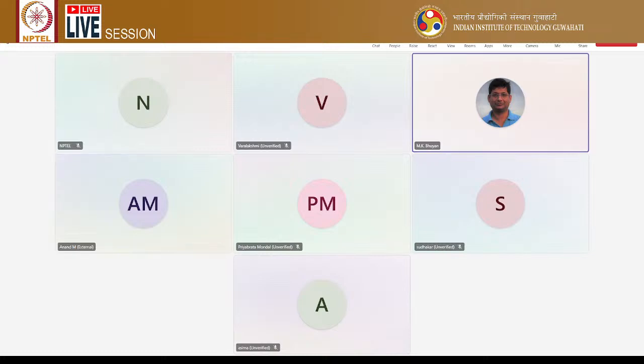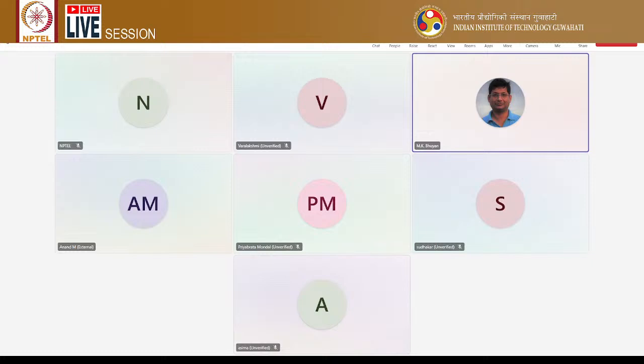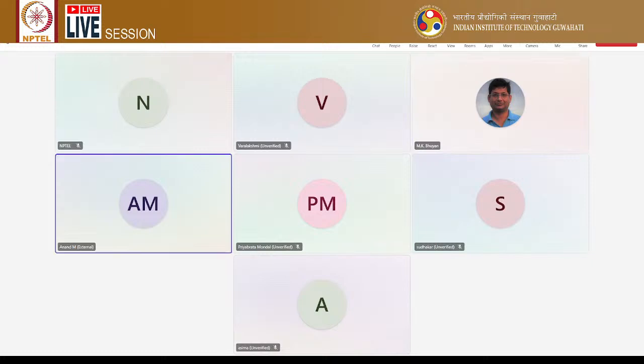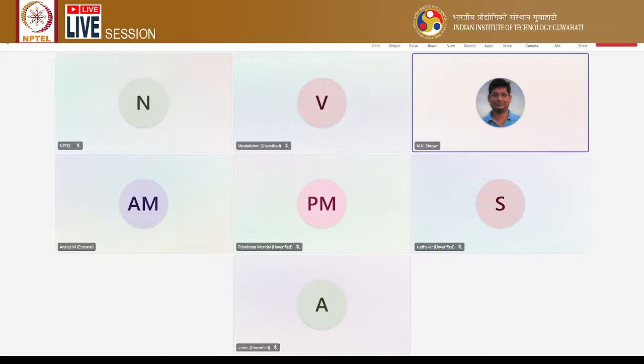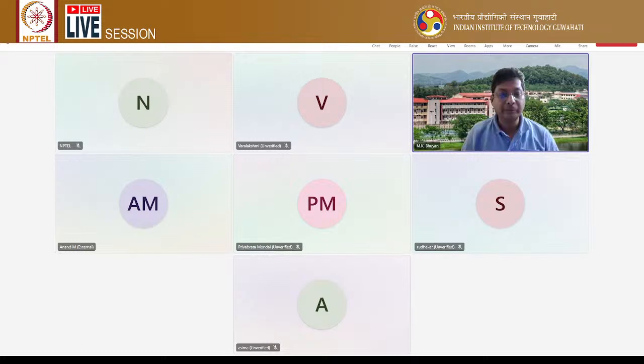This is something like Google search, but not text search; this is image search. You just give the image, and from the database, that particular image can be retrieved. That is called content-based image retrieval.